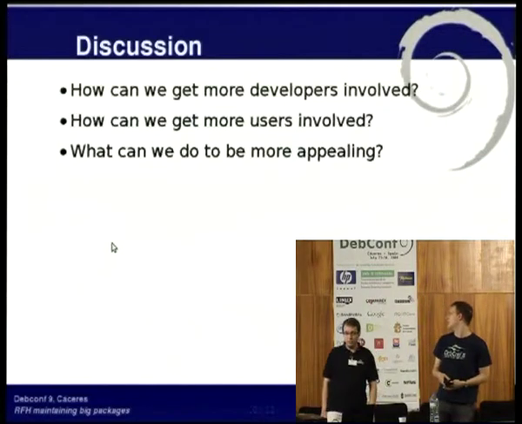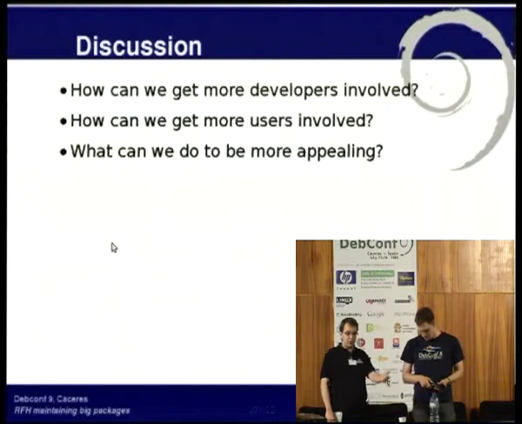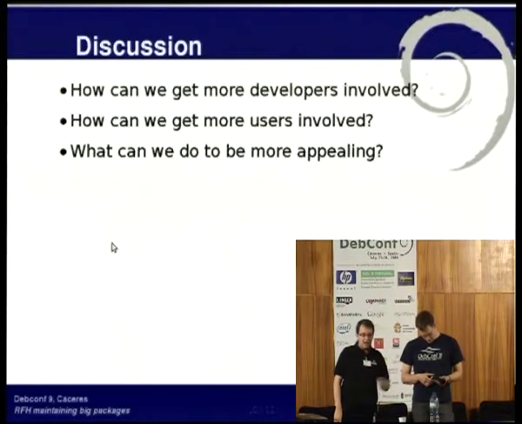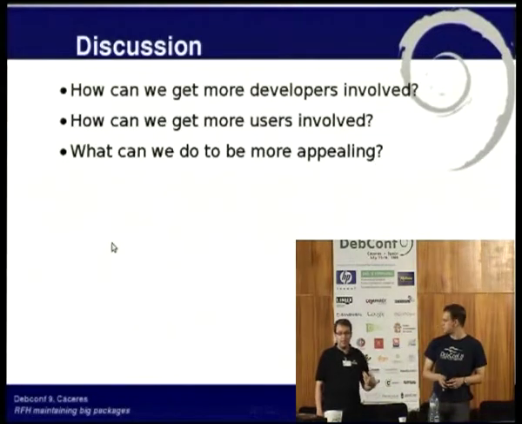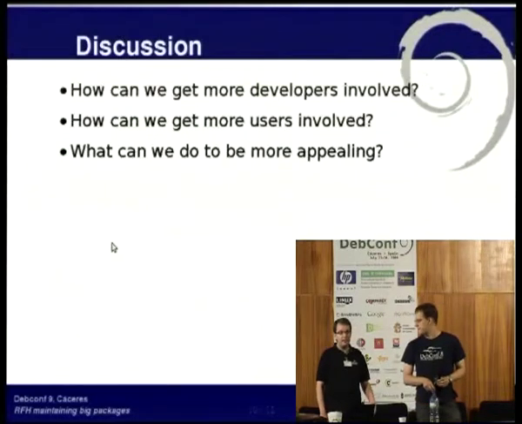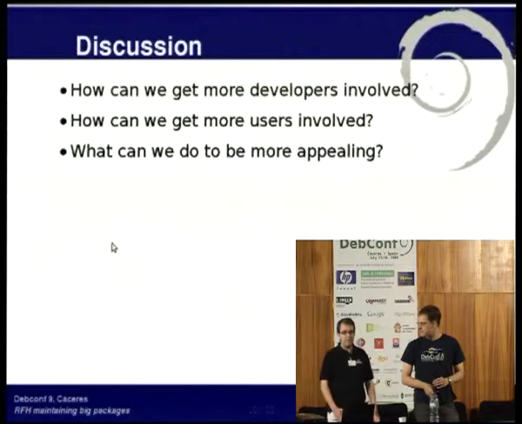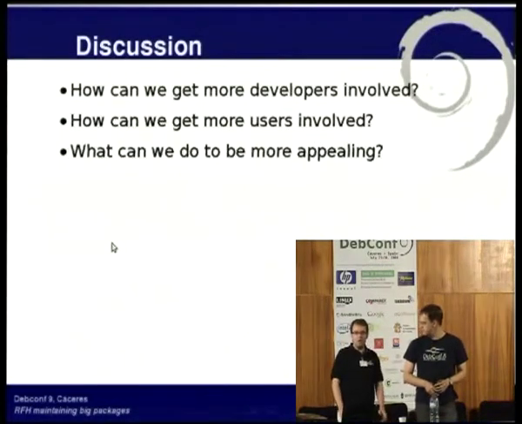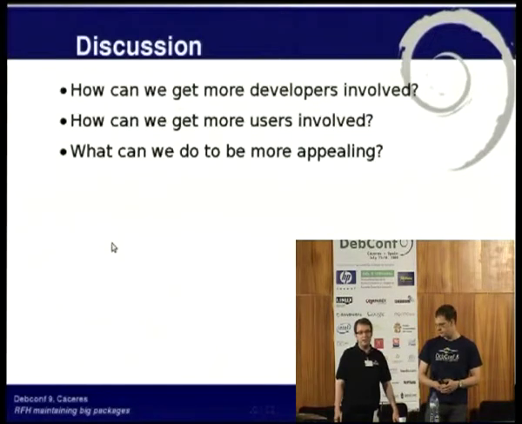Yeah, that's the part where you get involved. So we're going to ask you what you think about these things. How can we get more developers, Debian developers, involved in these packages? How can we get more users involved? Because we actually need users to test the things, because we cannot test everything. And what can we do to be more appealing? Because when you have a package which is more than a million lines of code, anybody would be scared, and it's normal to be scared.